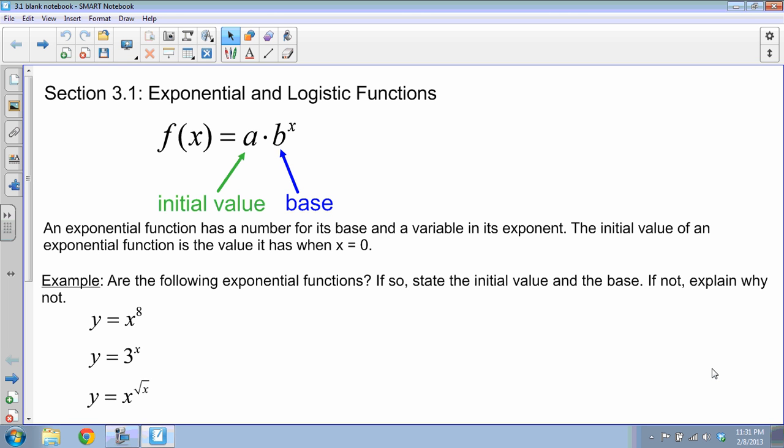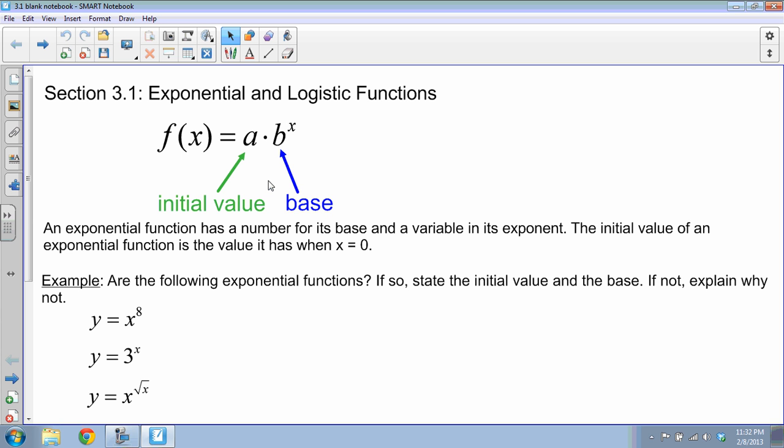All right, we're going to talk about section 3.1, exponential and logistic functions. And we're going to start off by talking about the standard form of an exponential function, which is right here: f of x equals a times b to the x. Make sure you remember that because of order of operations, we would do the exponent before we would multiply.